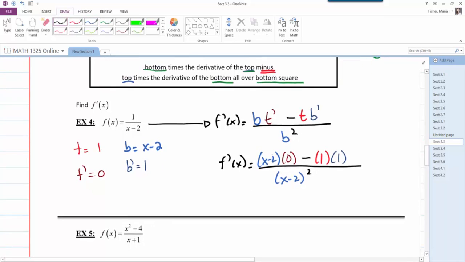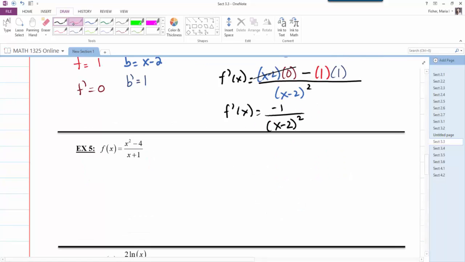Now if we simplify here, anything times 0 is 0, and so we end up with negative 1 times 1, or just negative 1, over x minus 2 squared. So the derivative of 1 over x minus 2 is negative 1 over x minus 2 squared. Let's try number 5. Same thing, we label.